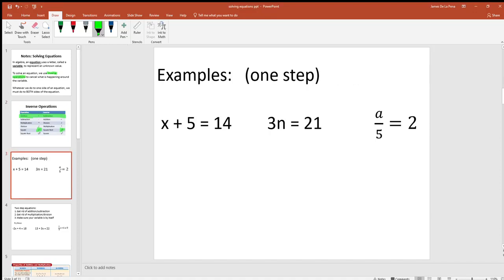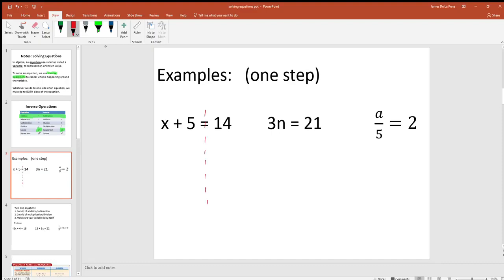So here are three different equations, and I'm hoping you can see that they're three different ones. I'll do them in different colors. I just wanted to put them all on one page to save room. We have x plus 5 equals 14, and we want to solve this one for x. The equal sign is going to be our dividing line here.